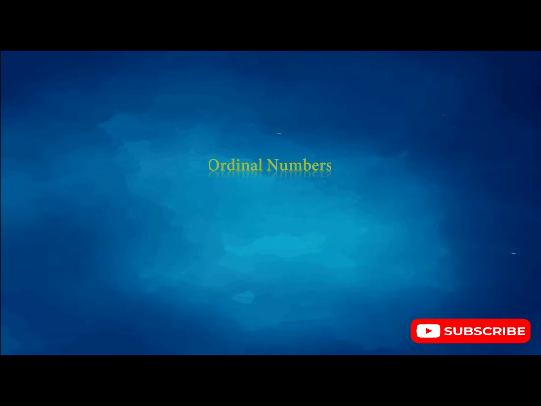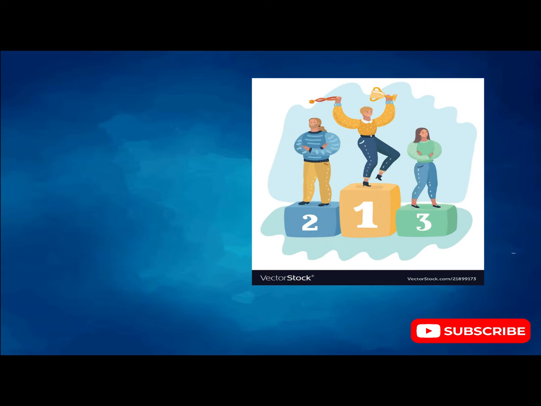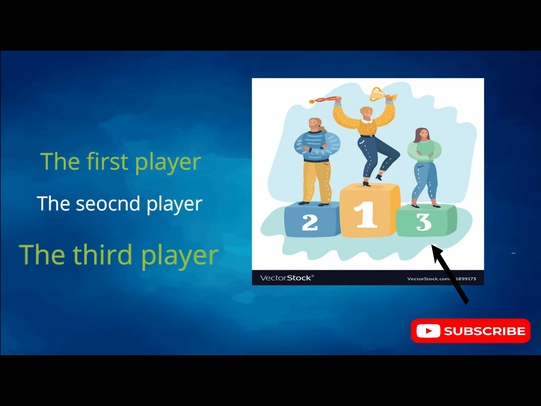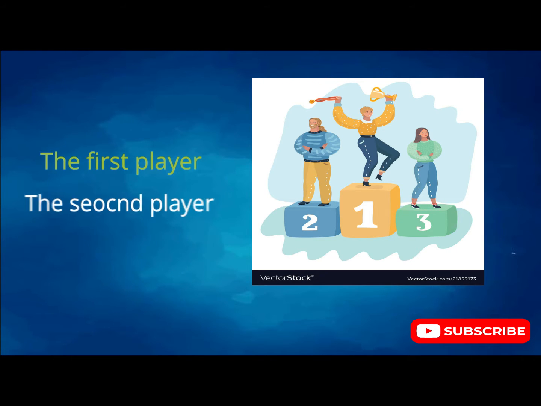And now let's move on to the other type of numbers, which is called the ordinal numbers. And first of all, we have to say what the ordinal numbers are used for. They're simply used to show the order of people or things. For example, in this photo, we have the first player, the second player, and the third player.